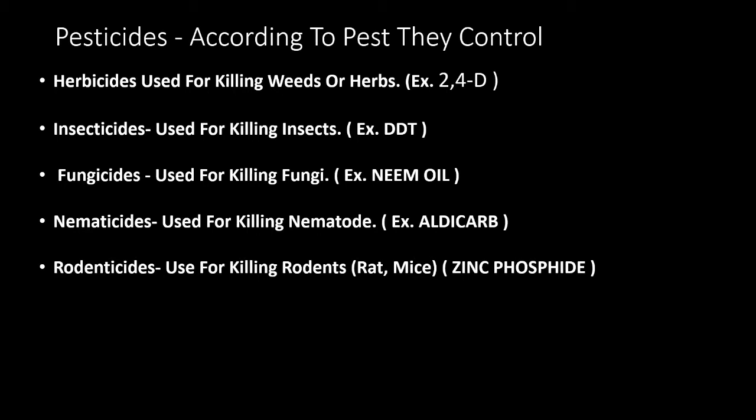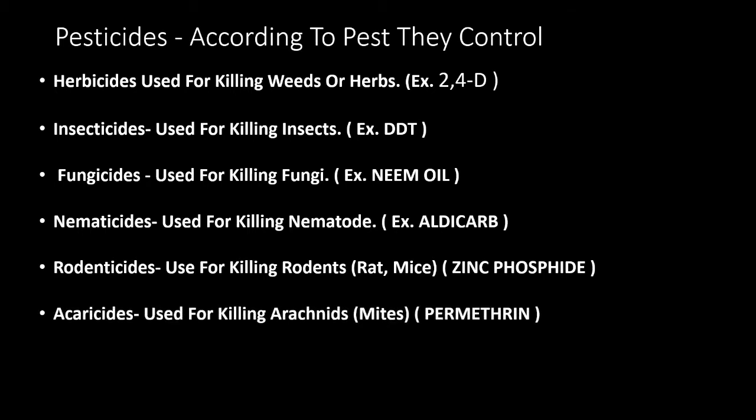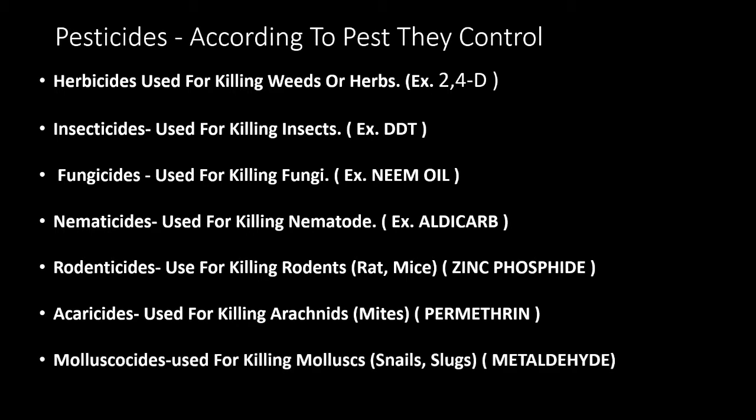Rodenticides used for killing rodents, rat, mice, etc. Example is zinc phosphide. Acaricides used for killing arachnids or mites. Example is permethrin. Molluscicides used for killing mollusks, snails, slugs, etc. Example is metaldehyde.